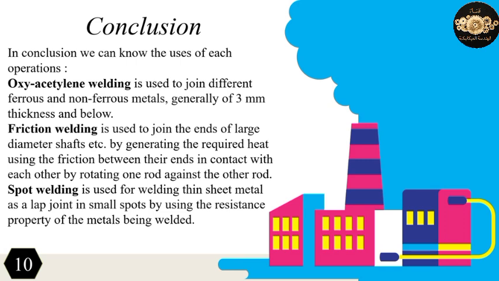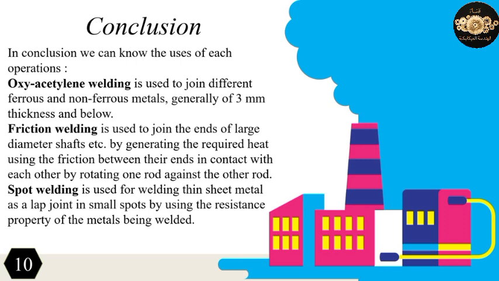Conclusion. In conclusion, we can know the uses of each operation. Oxyacetylene welding is used to join different ferrous and non-ferrous metals, generally of 3 millimeters thickness and below. Friction welding is used to join the ends of large diameter shafts, etc. By generating the required heat, use the friction between their ends in contact with each other by rotating one rod against the other rod.